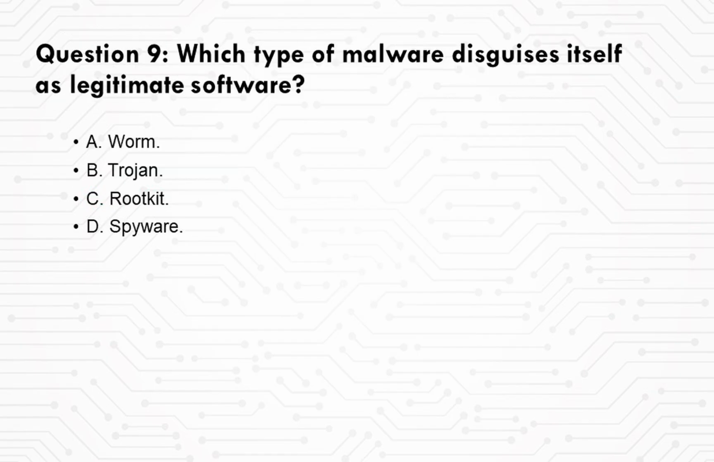Question 9. Which type of malware disguises itself as legitimate software? A. Worm. B. Trojan. C. Rootkit. D. Spyware. Answer: B. Trojans appear legitimate but contain malicious code.